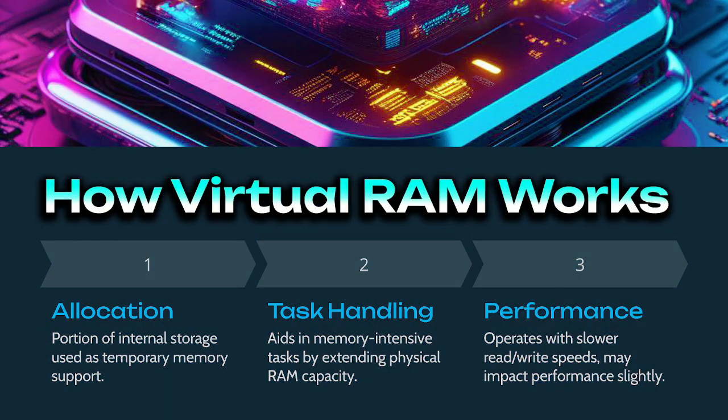Virtual RAM uses a portion of your phone's internal storage as temporary memory to support your physical RAM. This can help improve performance in scenarios like gaming, running multiple apps, or using resource-intensive applications. However, it's important to note that virtual RAM isn't as fast as physical RAM. It relies on storage, which has slower read and write speeds.